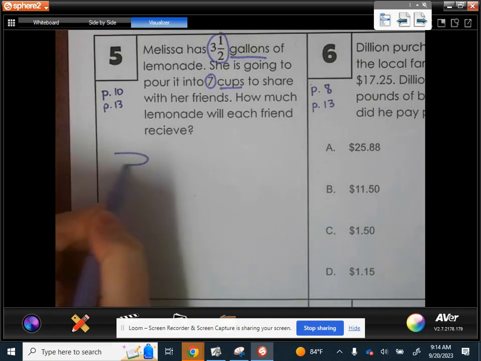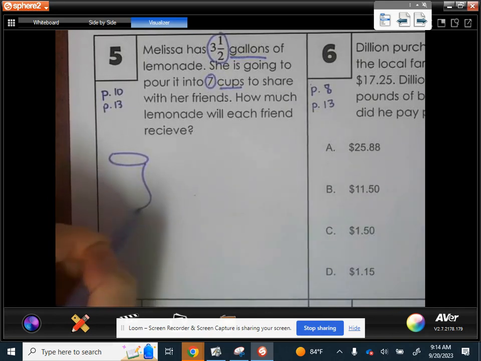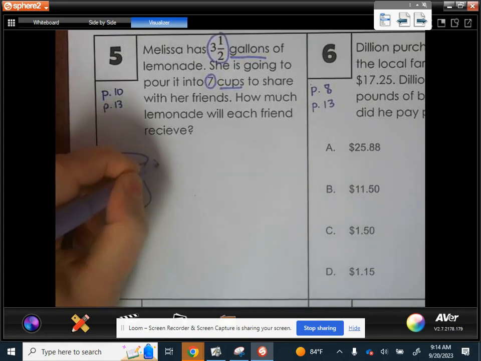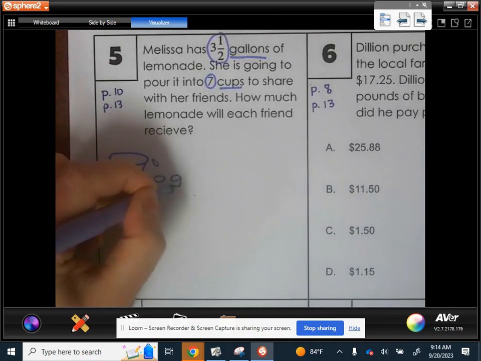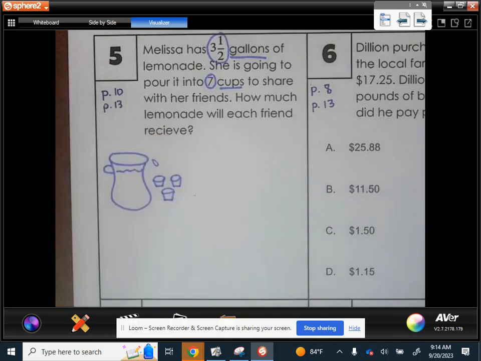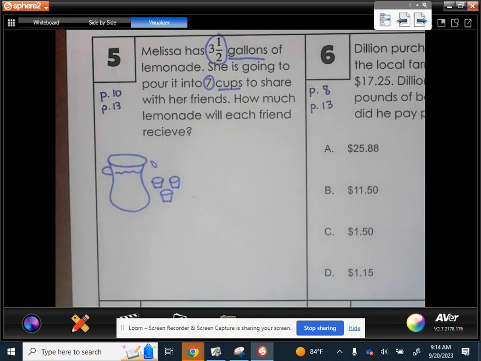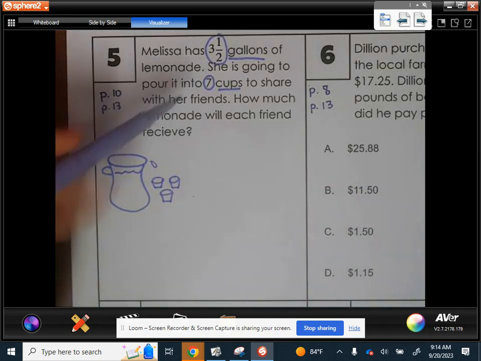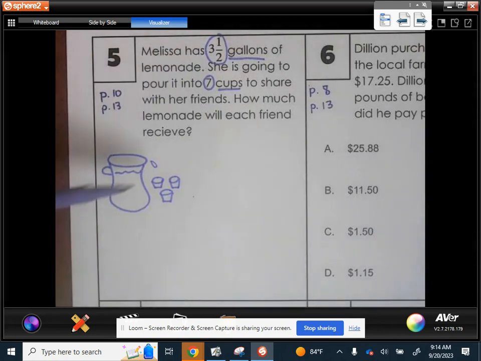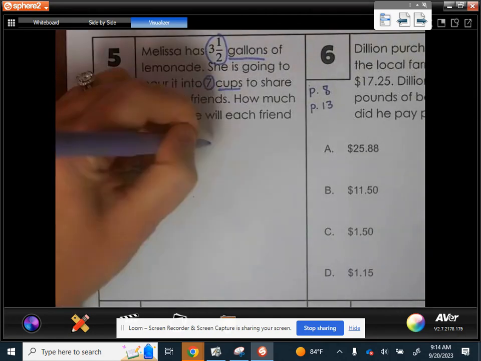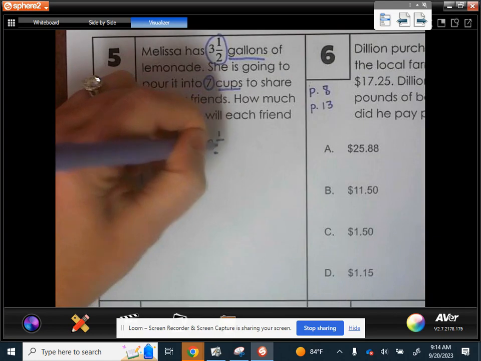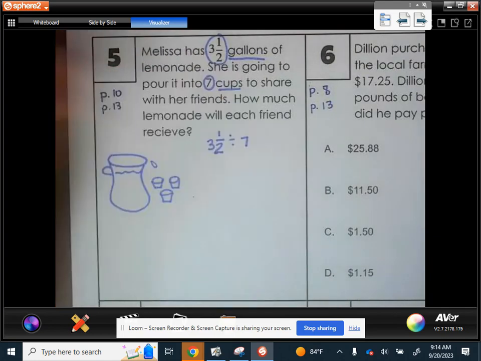Okay, so I'm going to draw something here, and I'm not an artist, but here's her lemonade. She's pouring it into 7 different cups. Now, I'm not going to draw all 7, but you get the idea. This lemonade is being separated out into different cups for her friends. So they've given us the total amount that she has, and we know it's being separated into equal groups. So we know that's division, and division of fractions can be found on page 10. So this is going to be 3.5 divided by 7.